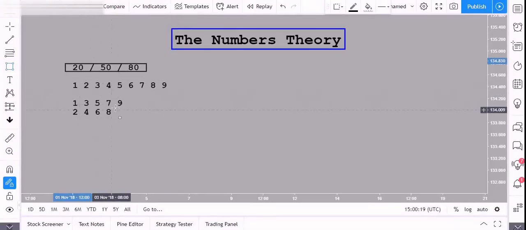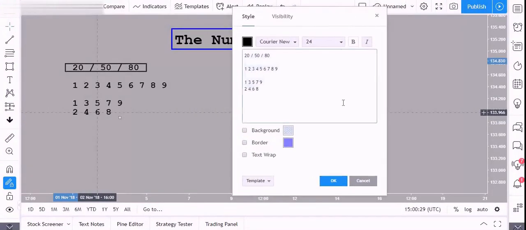Here below we have a group of four numbers, and here above we have a group of 5 numbers. Obviously the algo will work with fewer numbers. So 2, 4, 6 and 8, those are the numbers that the algo will choose.